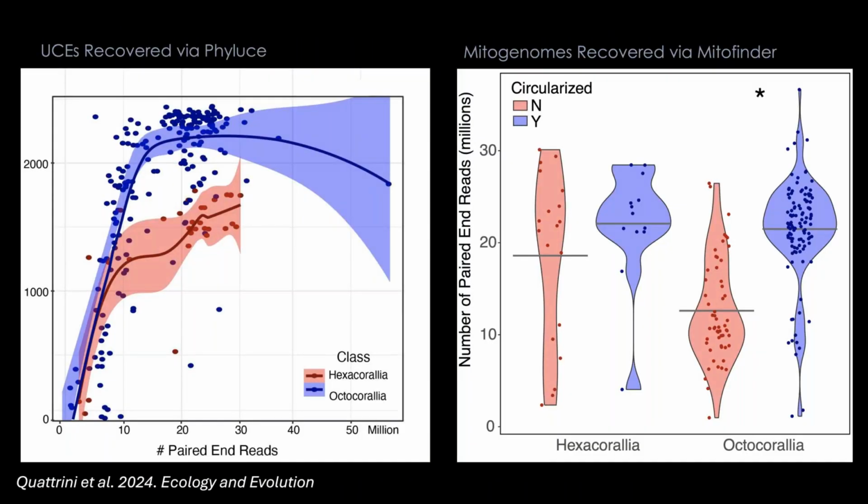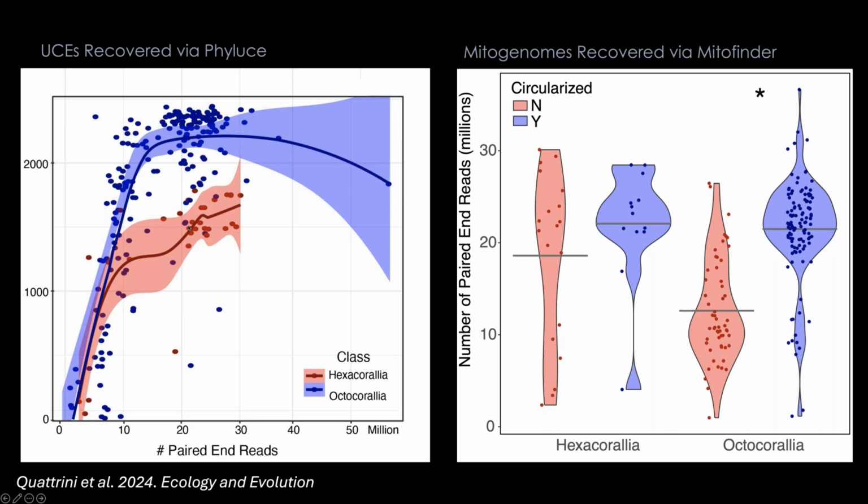And here are some of the results. On the left is the number of ultra-conserved elements on the Y that were recovered versus the number of paired end reads on the X. The blue is members of the Octocoralia, and the red members of the Hexacoralia. Every dot, of course, is a different individual. And you can see here around 15 million to 20 million paired end reads, we're able to capture around 2,000 ultra-conserved element loci out of the targeted 3,000 loci of octocorals.